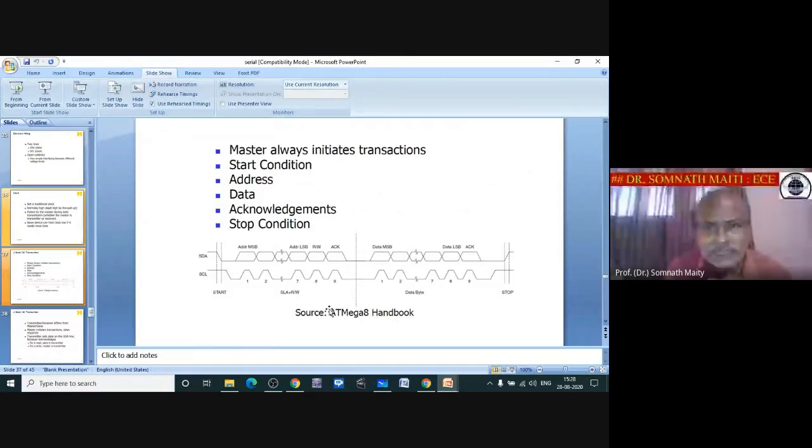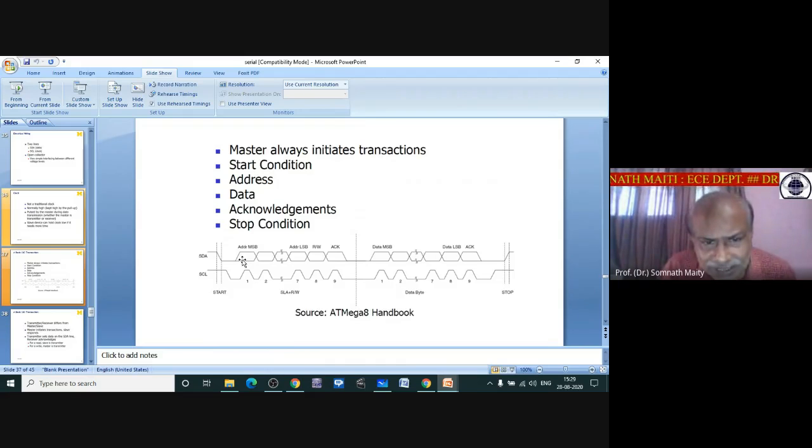Master always initiates the transaction. Now, operation. Most probably those who were working with microcontrollers might be familiar with this chip, ATmega8. It is a very popular chip, one of the cheapest microcontrollers, widely used. Master always initiates the transaction: start condition, serial data SDA and SCL. I told you the clock is normally high. Then serial data, SDA.